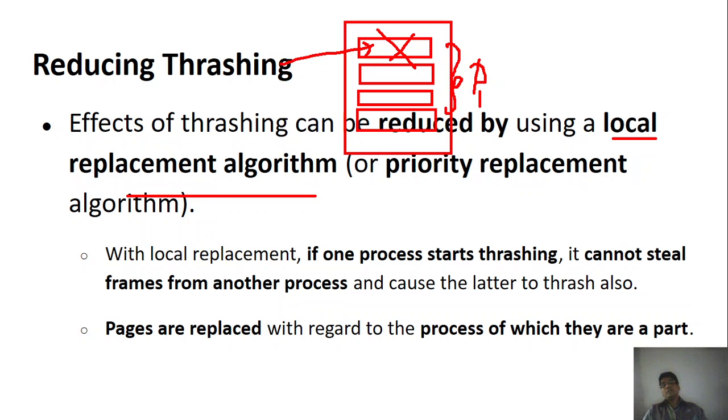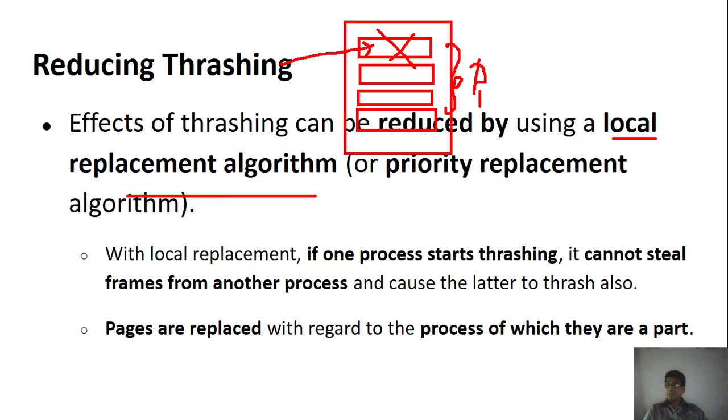So whoever said that I don't have the page, their own frames are getting replaced. That's a great idea, is it not? You are not disturbing others. Initially what happened was, one process said I don't have a page or I don't have a frame, and the operating system took the frames of another process and gave them to this process. It robbed the frame from the other process and gave it to this process, and the end result, you know very well, is thrashing. Everybody ended in a page fault.